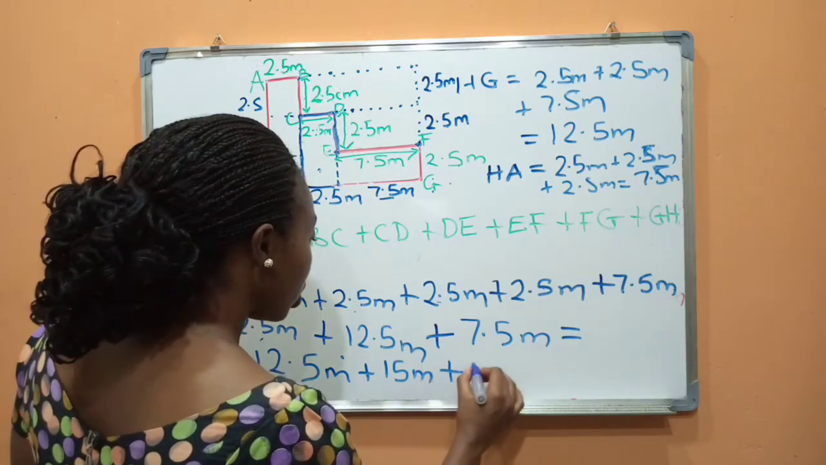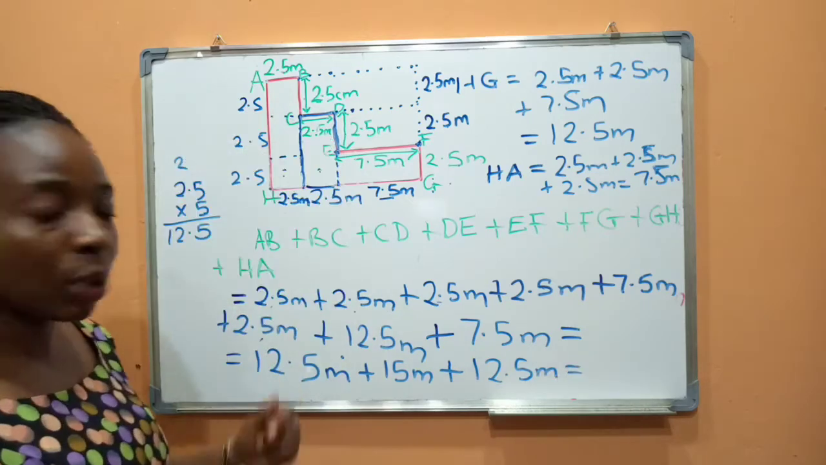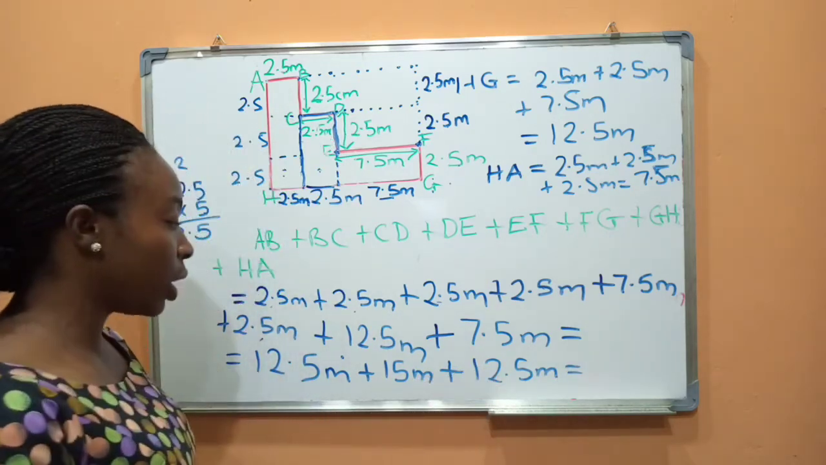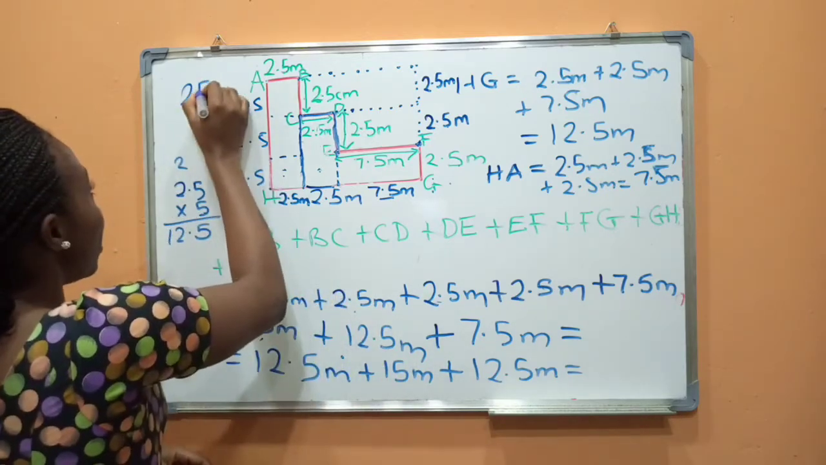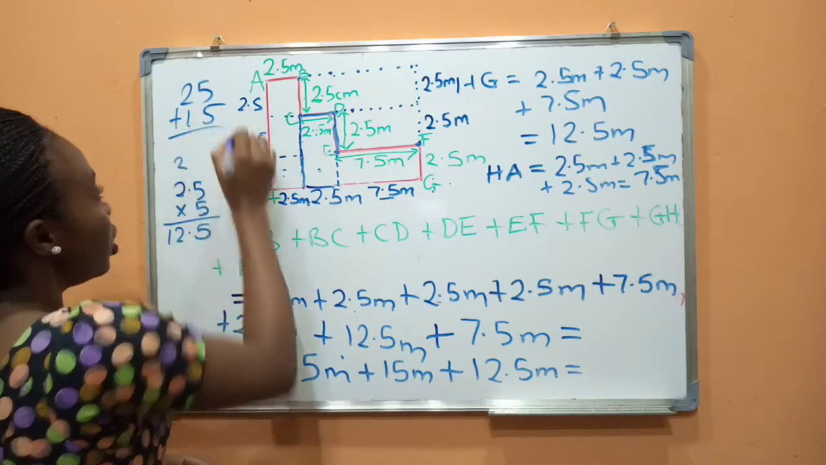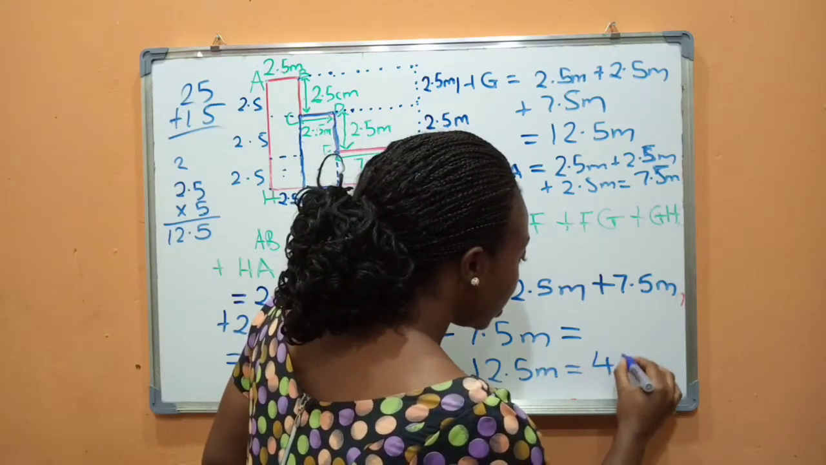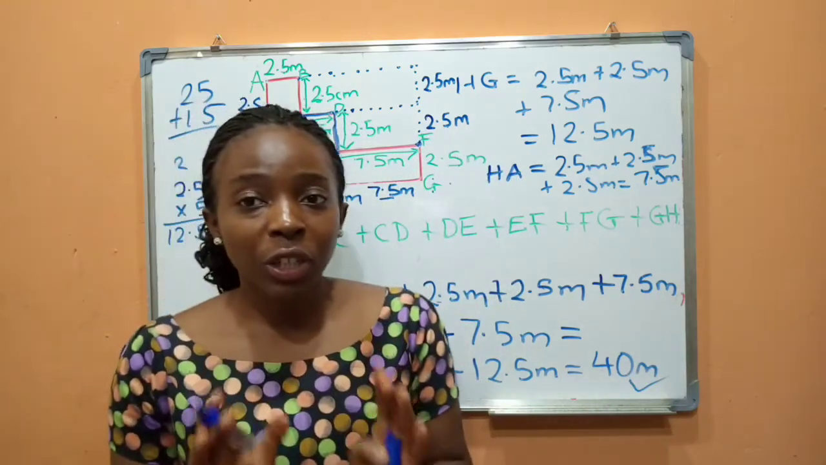So plus 12.5 meters. Let's sum them up. 12.5 meters plus 12.5 meters gives us 25 meters. Now 25 meters plus 15 meters is going to give us 40 meters. So we have 40 meters here. So that is our answer. You can see it's really easy.